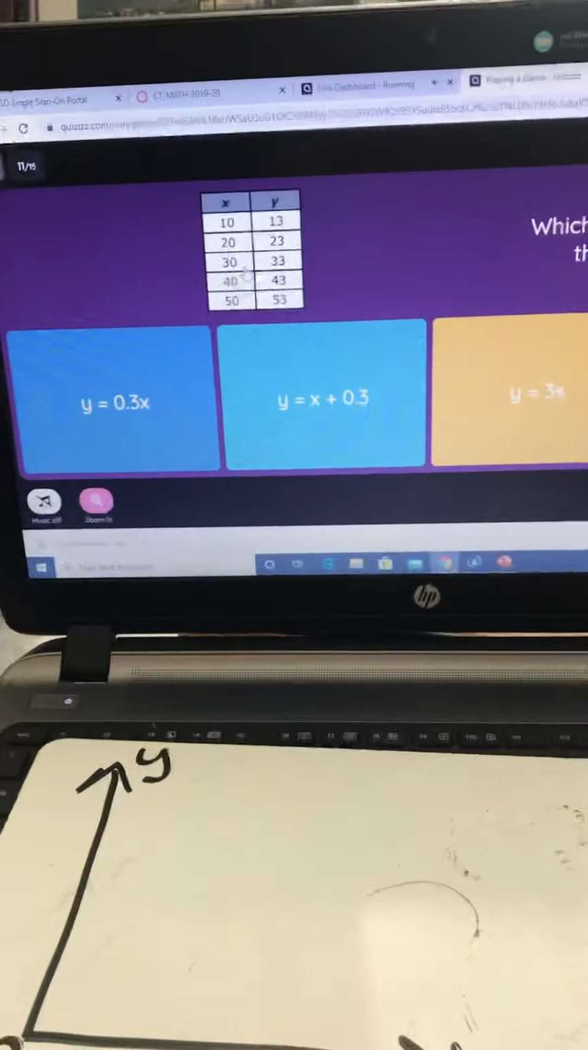So these two with decimals I can eliminate. The yellow one says multiply by 3. So y equals x plus 3 is my equation.